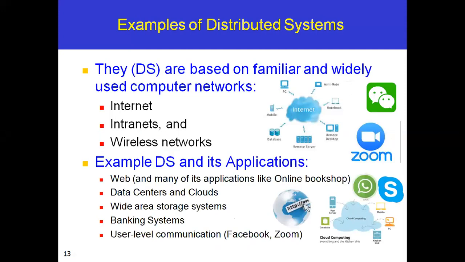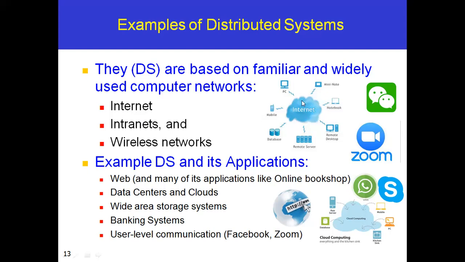Some examples of distributed systems. Distributed systems are familiar and widely used computer networks. I hope you all know distributed systems; every networked system uses a distributed system. Every distributed system needs a computer network. Examples are the internet, intranet, and wireless networks.